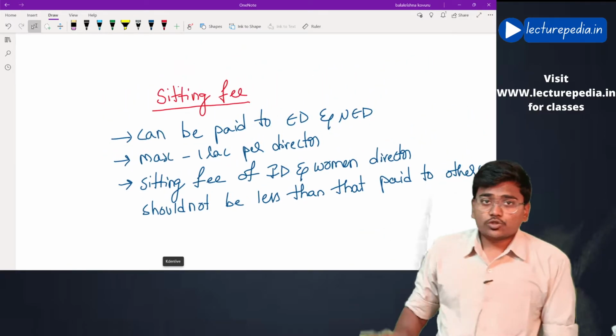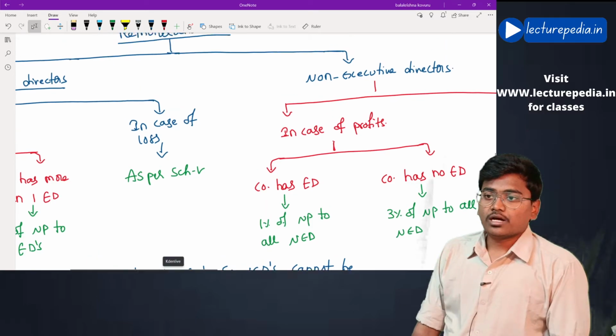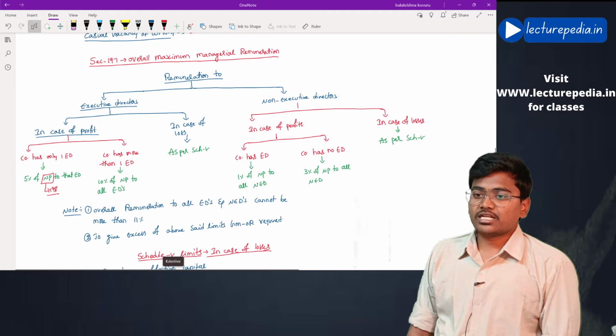These are the concepts relating to sitting fee, and these are relating to remuneration. If you want, you can take a screenshot.